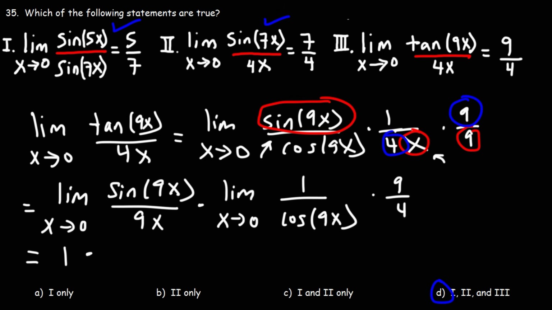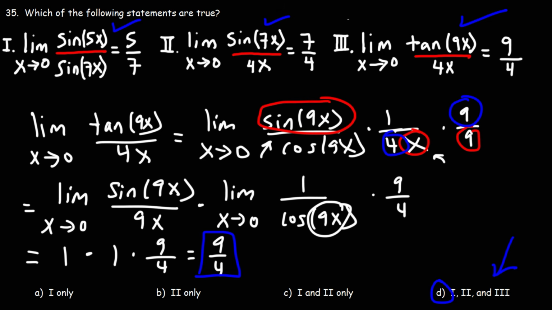Now, when x goes to 0, 9x will go to 0. So using direct substitution, we'll have cosine 0. Cosine 0 is 1. So this will be 1 divided by 1, which is 1. And then times 9 over 4. And that will equal 9 over 4. So that verifies the third statement, which means all three statements are true. So that's why D is the correct answer.